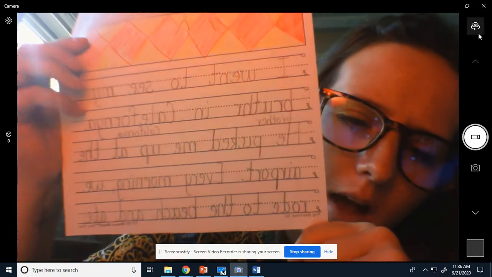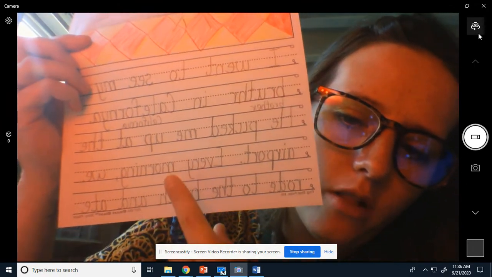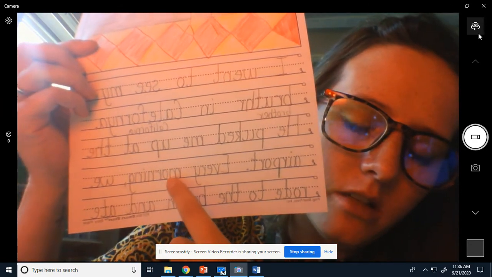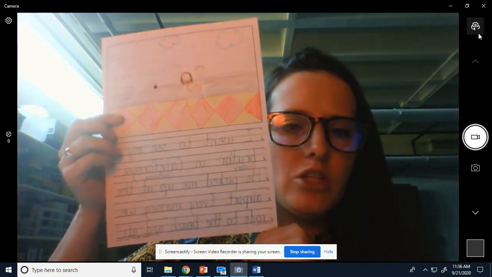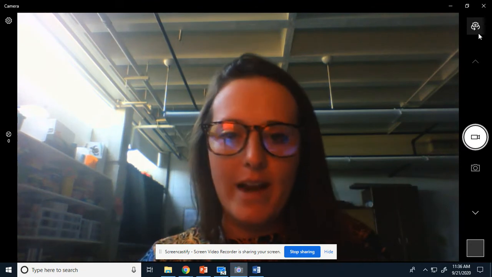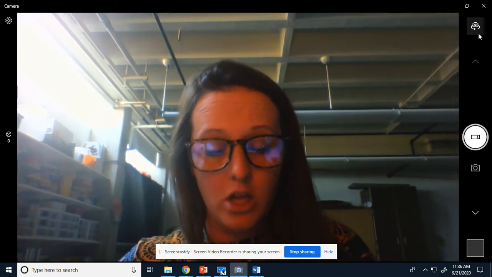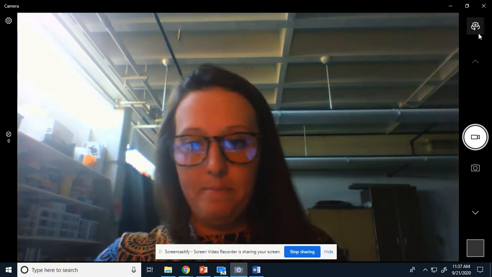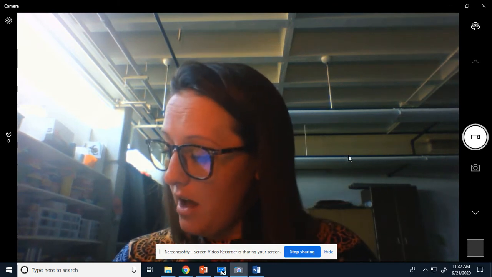Also, do you see how neat this is? How all of my letters that go below the line are touching the lines? I want you to pay attention to that today, okay? I want you to make sure that you are writing as nicely as you possibly can. Take time doing it. You have 16 minutes. Work the whole time. And I look forward to seeing your writing.